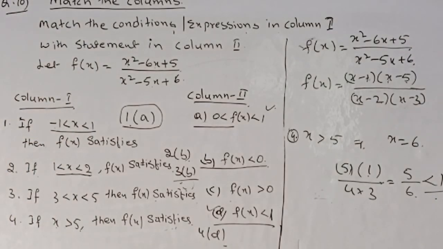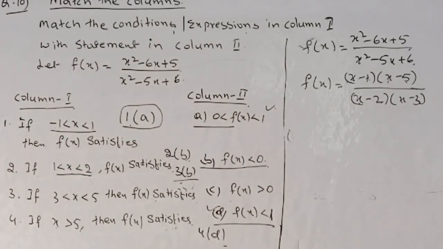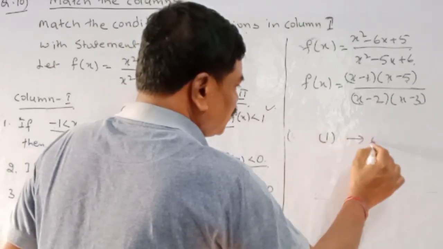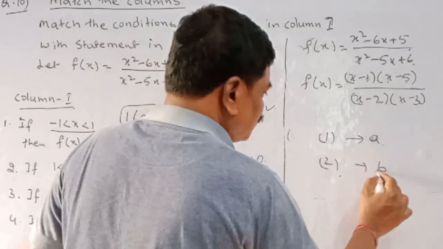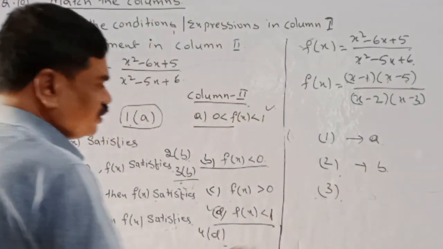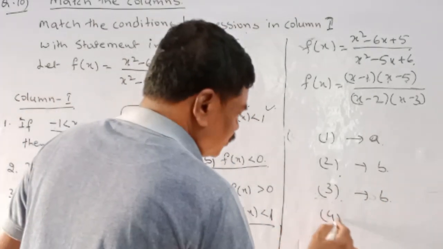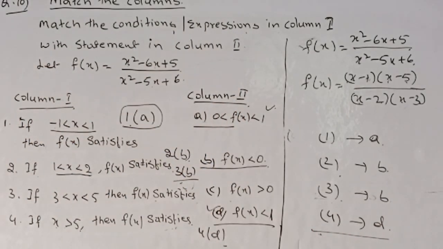So what we can say, the match the following is 1A. 2 is what? 2 is B. 3 is what? 3 also B. 4 is what? 4D. So this is the match the following. This is the answer. Okay, all of you? That's all. Thank you.